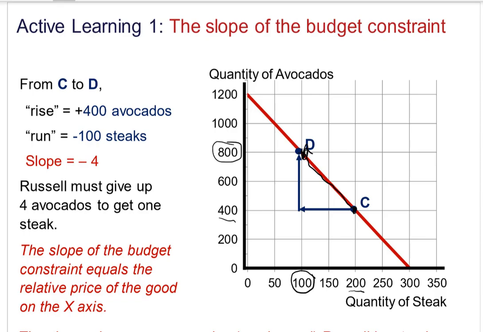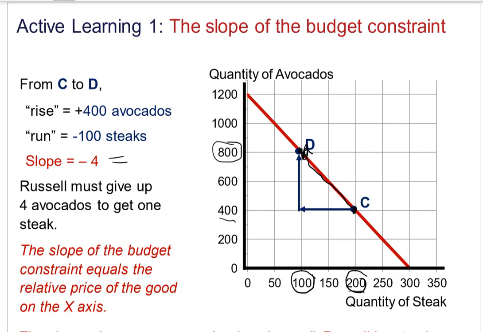Now let's say by moving from C to D, he will gain 400 avocados, but at the same time he's going to lose, so the difference between 200 and 100 is 100, so 100 steaks. So basically he is giving up 100 steaks in return for 400 additional avocados. If you look at the math of this, it's basically rise over run, yeah, the slope. Let's look at that. So rise over run.